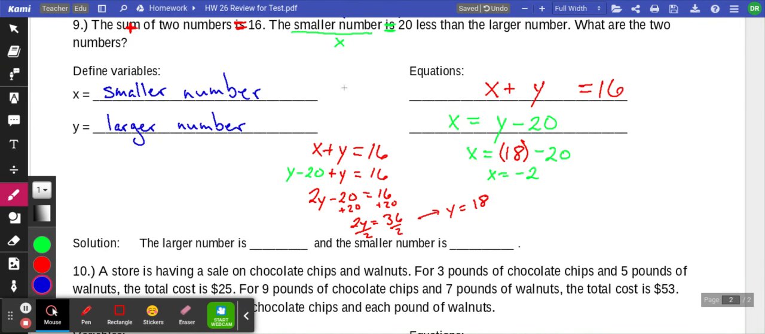And now we interpret our answer. We said y is the larger number. And so when it says the larger number is, we're looking at y. And we said that is 18. And the smaller number is -2, just as we found for x.